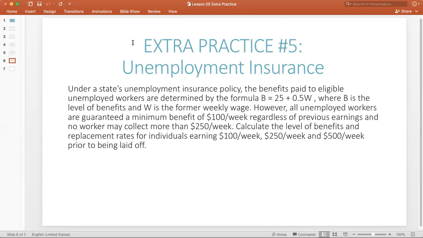It's about unemployment insurance. So under a state's unemployment insurance policy, the benefits paid to eligible unemployed workers are determined by the formula B equals 25 plus 0.5 W, where B is the level of benefits and W is the former weekly wage. However, all unemployed workers are guaranteed a minimum benefit of $100 a week regardless of previous earnings, and no worker may collect more than $250 a week. So calculate the level of benefits and replacement rates for individuals earning $100 a week, $250 a week, and $500 a week prior to being laid off.